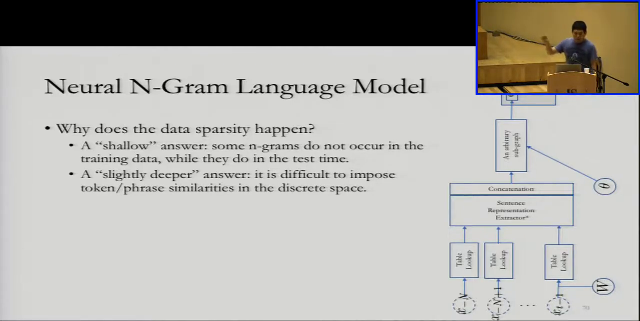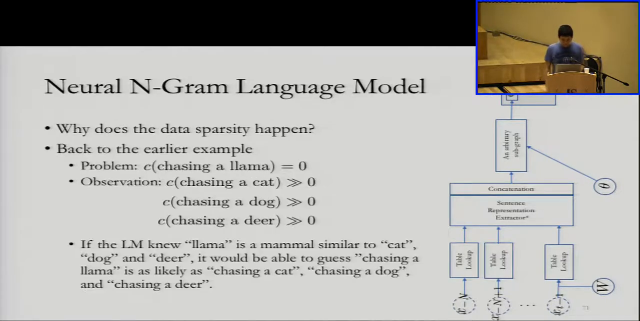So if you consider this slightly deeper, now you can think of how to avoid this issue with data sparsity. Think about the earlier example of the llama being chased by the lion. The problem was that chasing a llama never really occurred in our training corpus. On the other hand, chasing a cat occurs, chasing a dog occurs, chasing a deer occurs, all of those occur a lot of times.